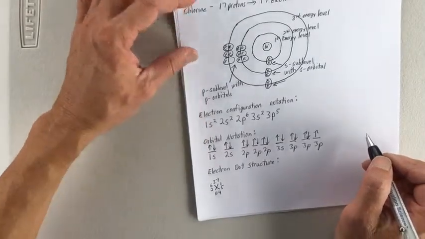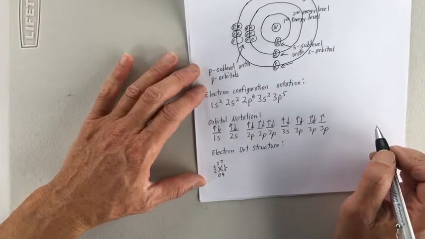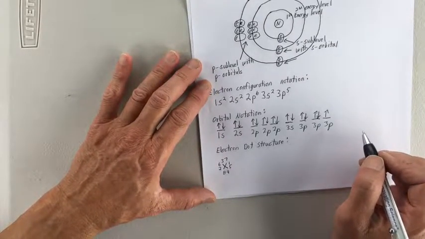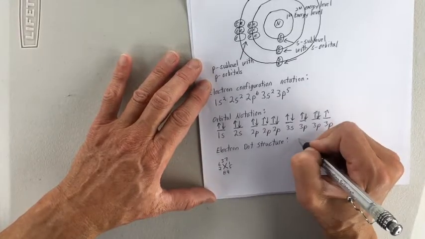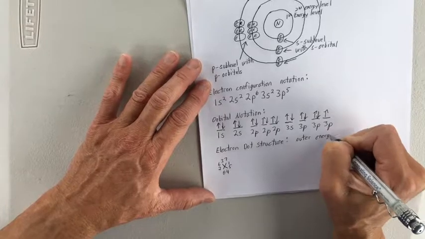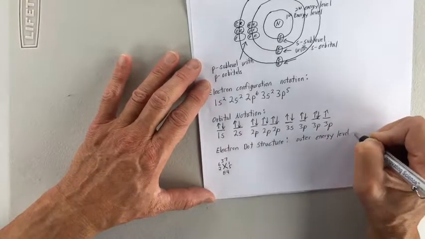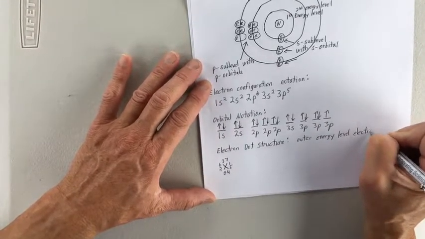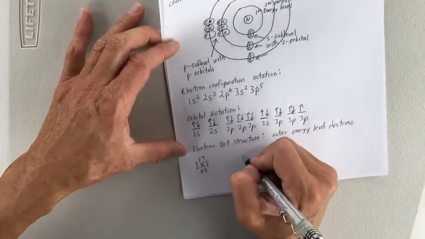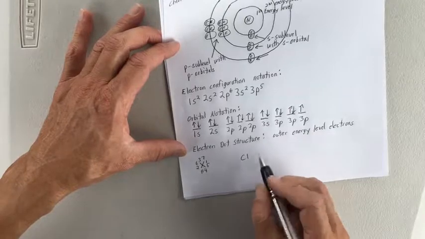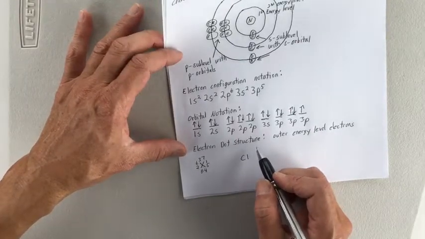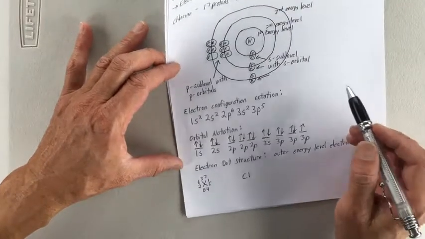And finally, the one that is the shortest to do, and it deals with the electrons in the outer energy level. Let's write that down. Outer energy level electrons. And so what we do is we write the symbol of the element, chlorine in this case, and we place dots around the symbol representing only those electrons in its outer energy level.